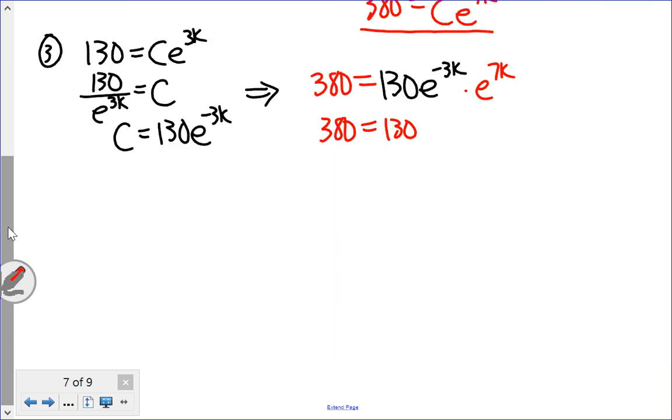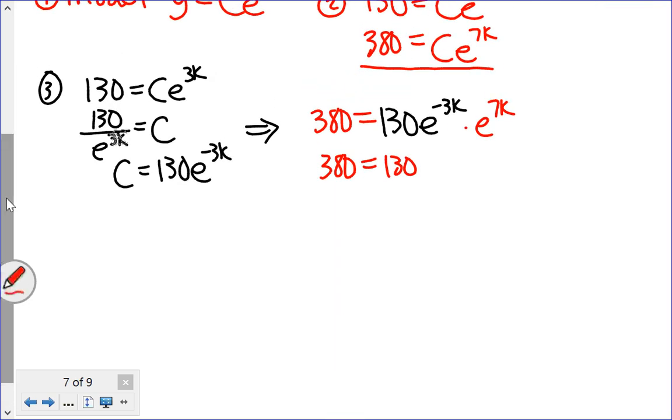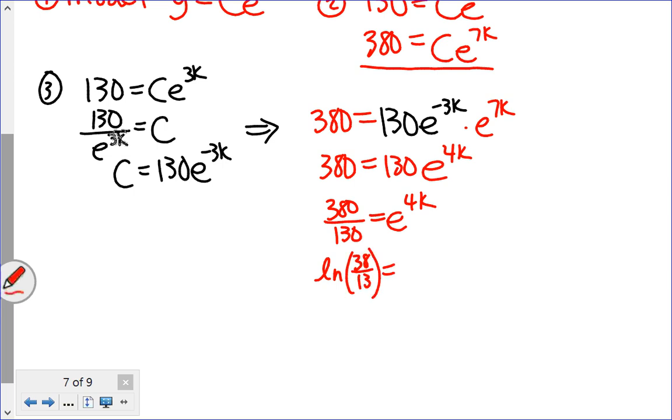And now we solve it like we've been solving it. So 380 over 130 is going to equal e to the 4k. So ln of, I'll write 38 over 13 because I can cross the zeros off, equals 4k. So therefore k equals 1/4 of ln of 38 over 13, which is approximately 0.268159.